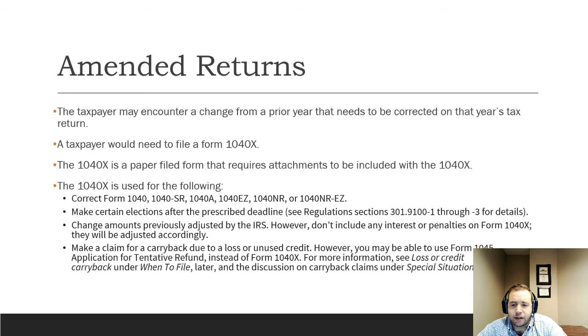And I'm blocking out the last one again. I'm just here to make it hard for you to read. But I'll read it out. So you can make a claim for a carryback due to a loss or an unused credit. However, you may be able to use Form 1045 for an application for tentative refund instead of the 1040X. That one's a lot easier. That one's for NOLs. And so if you don't want to go through the hassle of filing the 1040X and everything along with it, Form 1045 is very helpful and very easy.